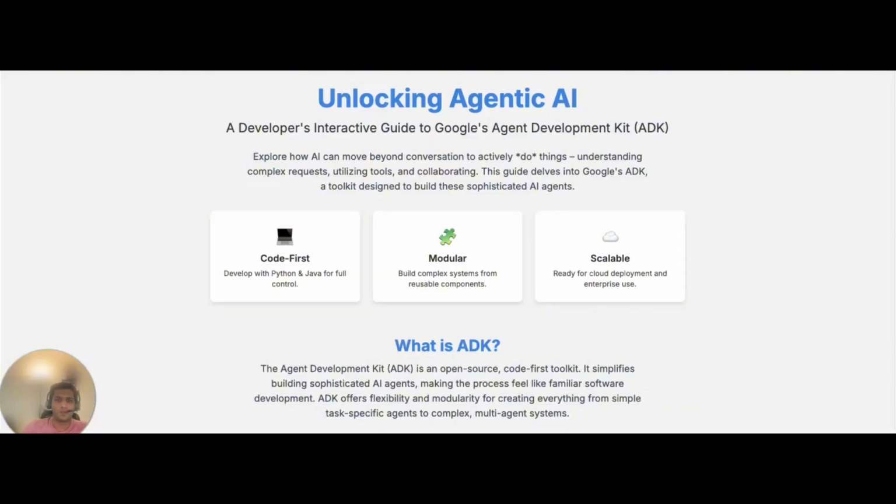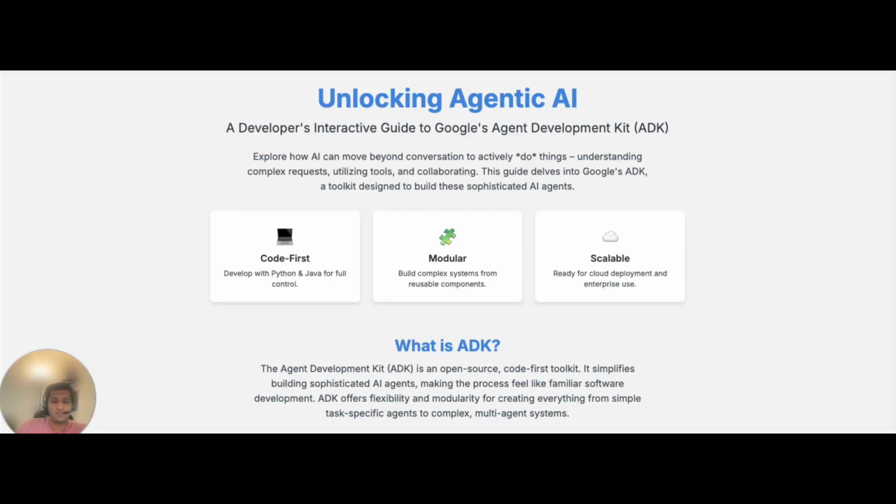Ever wondered how we can build AI that doesn't just talk, but does? AI that can understand complex requests, use tools, and even collaborate with other AI to solve real-world problems? This isn't science fiction anymore. It's the world of agentic AI.